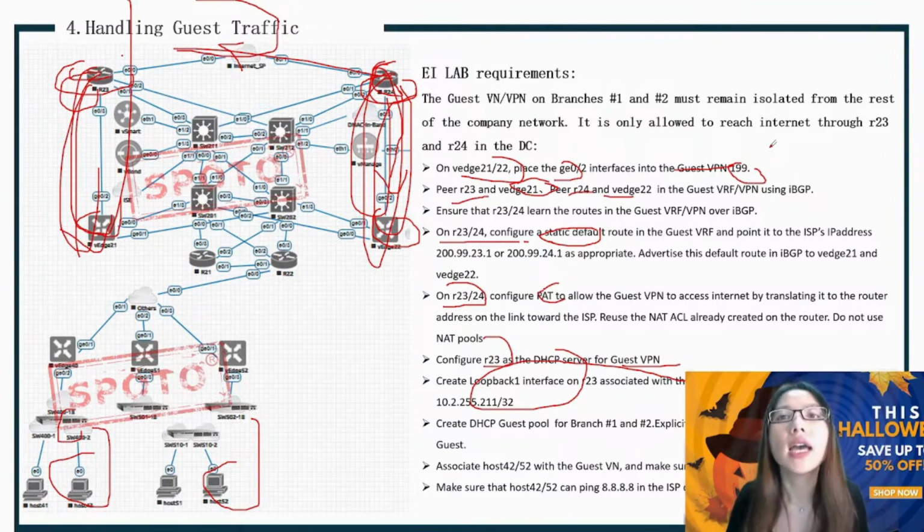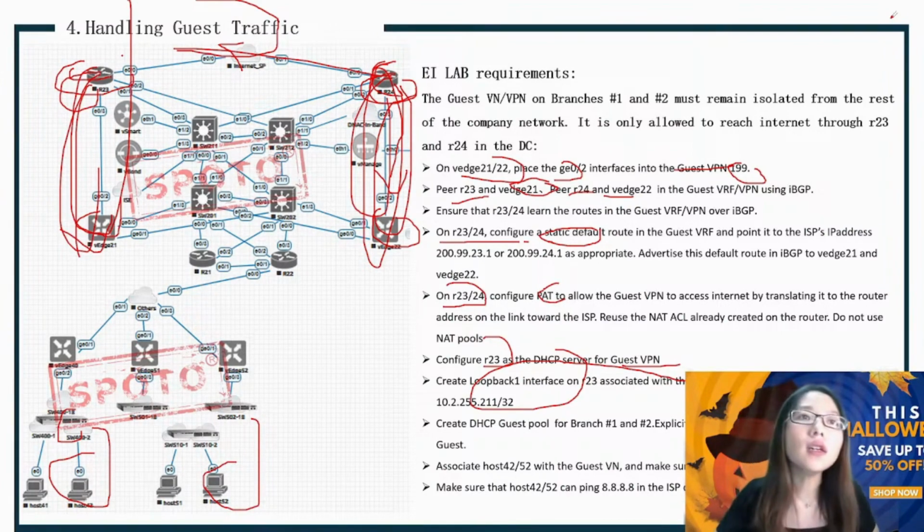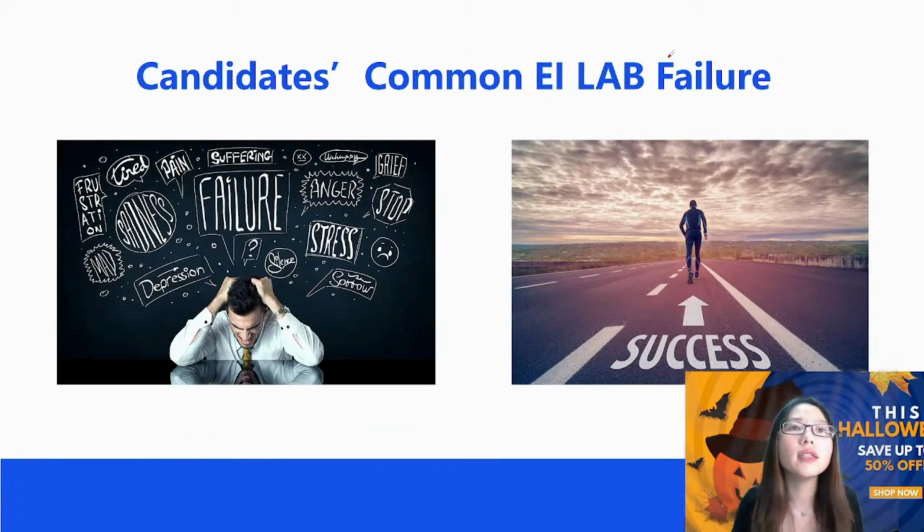EI lab requirement. I think the routing and the switching maybe will be more difficult because the routing and the switching are more flexible. Okay, so let's continue. So the routing and the switching and SDN are the most important and really difficult modules in EI lab. So they are also the main reason why students fail the exam. So I will list a few common faults to share with you.